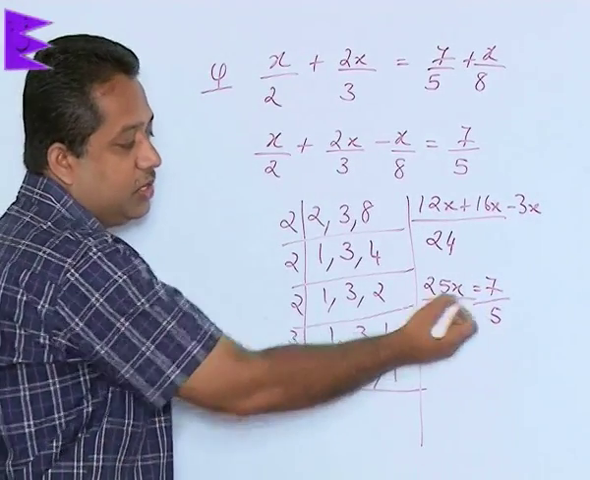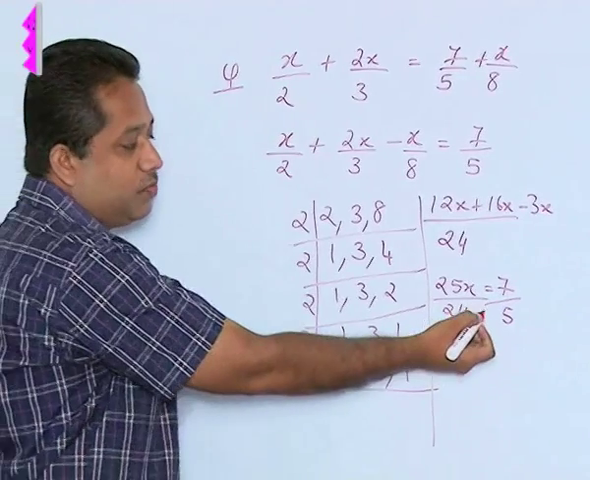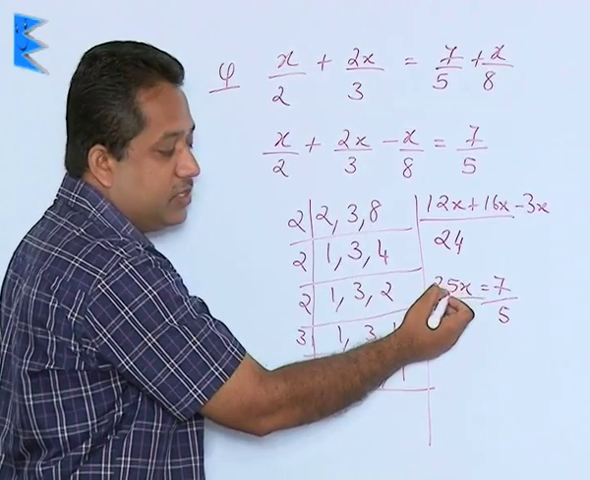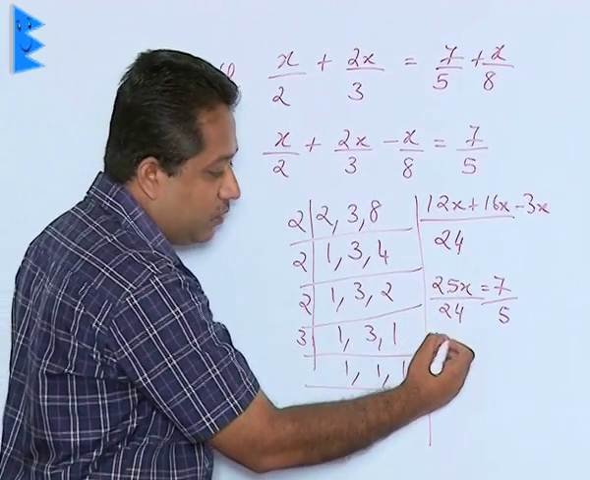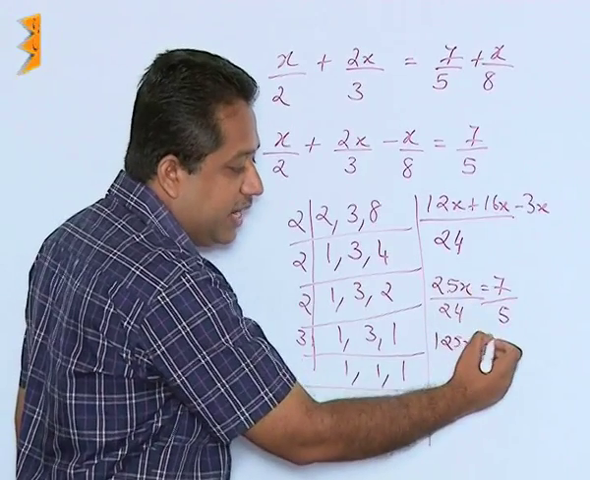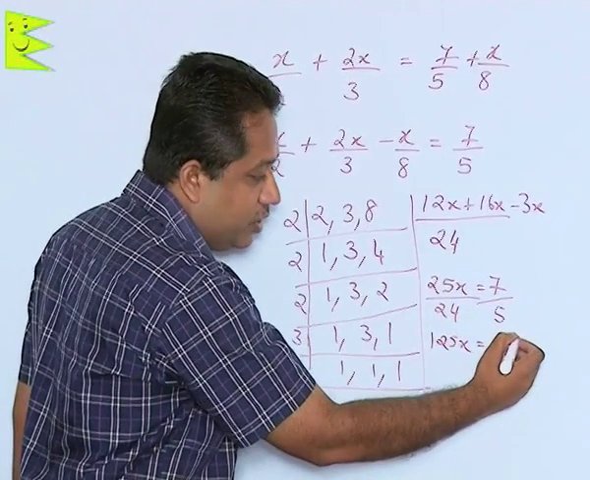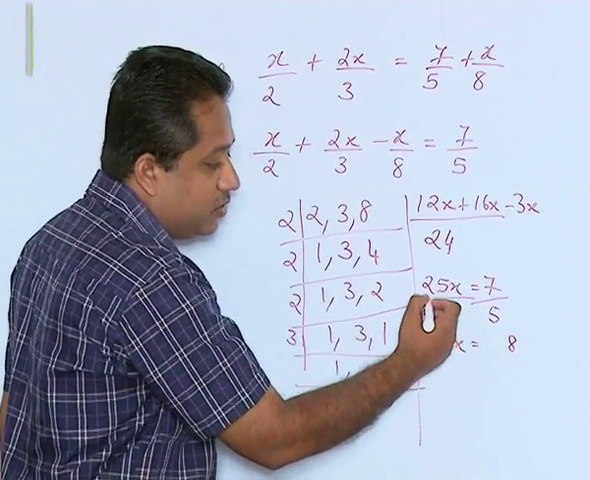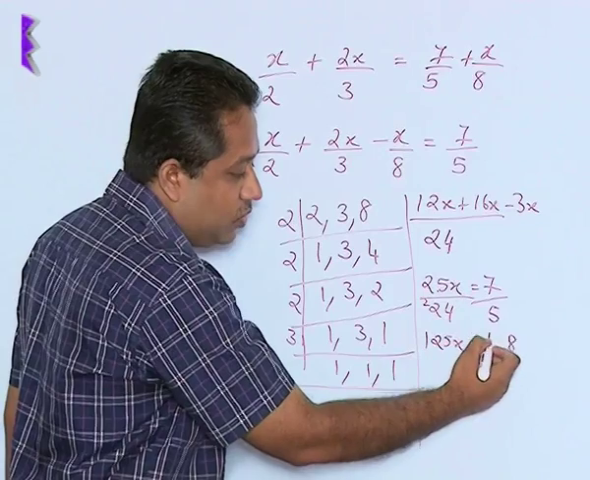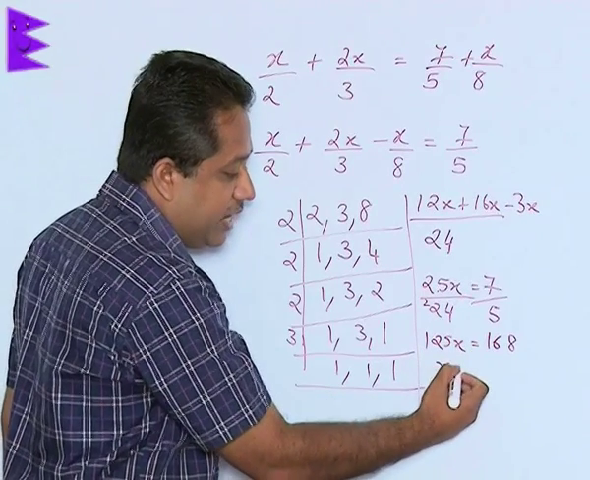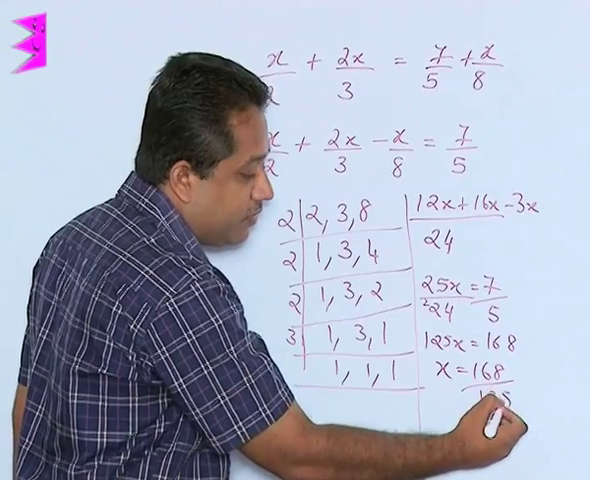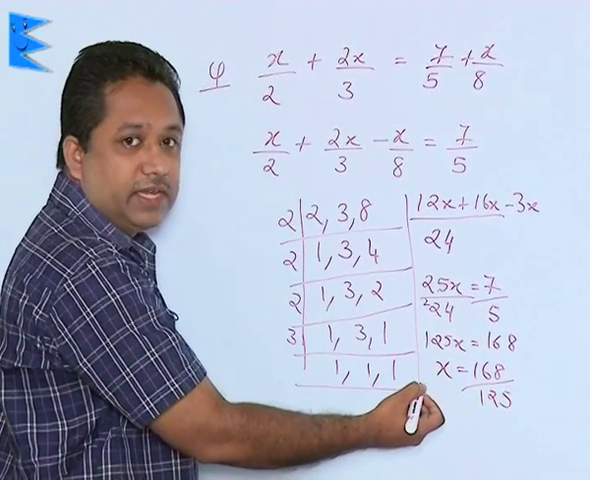Now, at this position, the method will be to cross multiply. Cross multiply means this 5 has to be multiplied with this 25 here. So, you get 125x is equal to multiply this 24 into 7. So, 7 into 4 is 28. So, 2 carry, 7 into 2 is 14, 14 plus 2, 168. Therefore, the value of x we get is 168 upon 125. So, this will be the value of x.